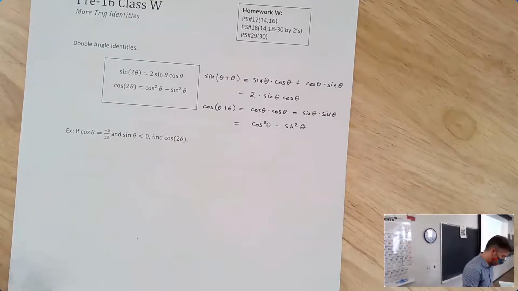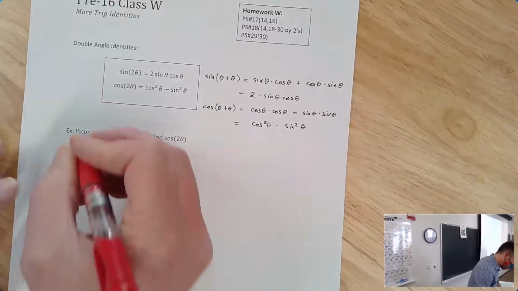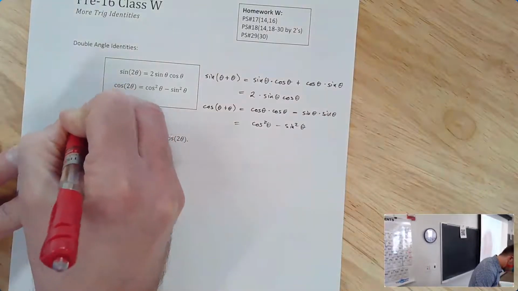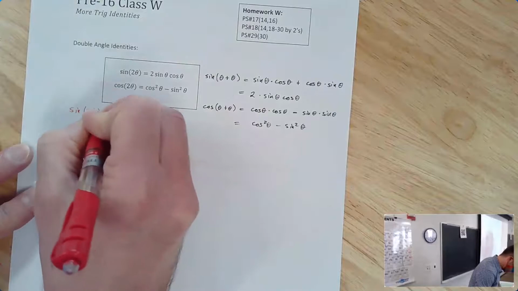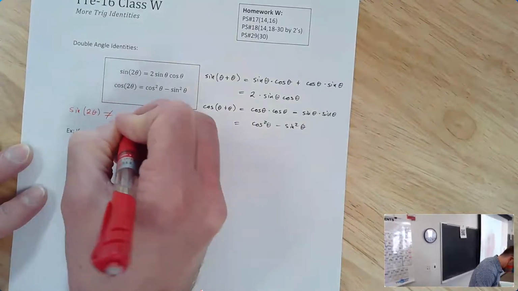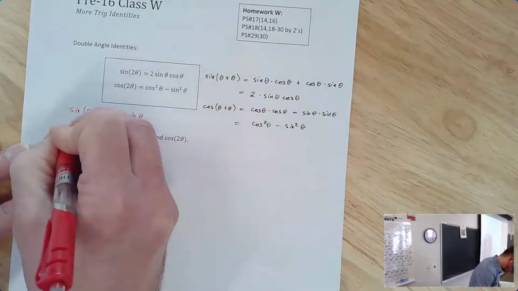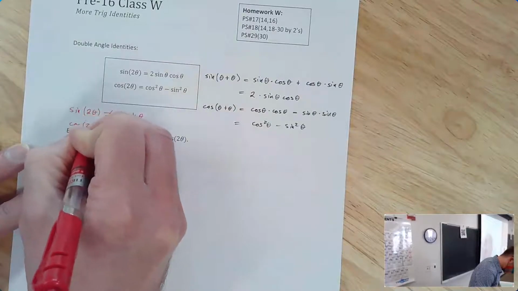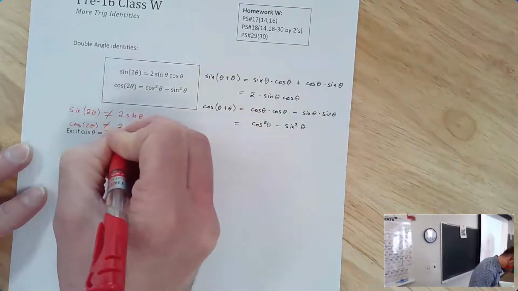The thing I also want to point out is that it is not the case that sine of 2 theta equals 2 times sine of theta. And cosine of 2 theta does not equal 2 times cosine theta.